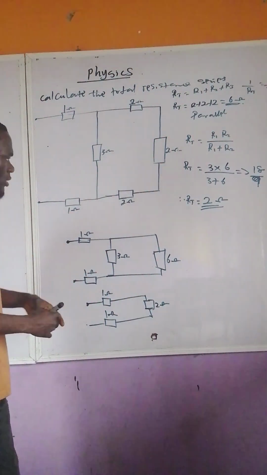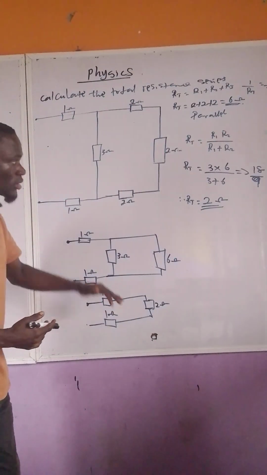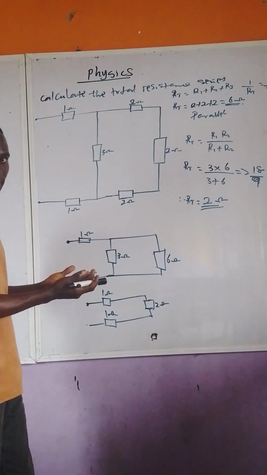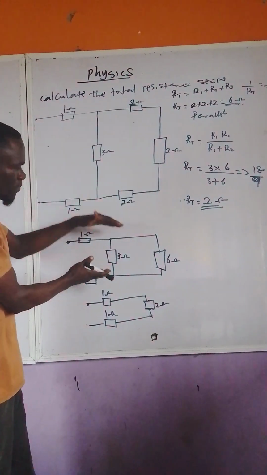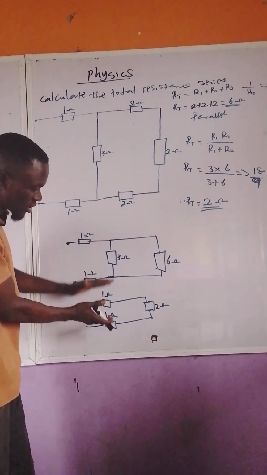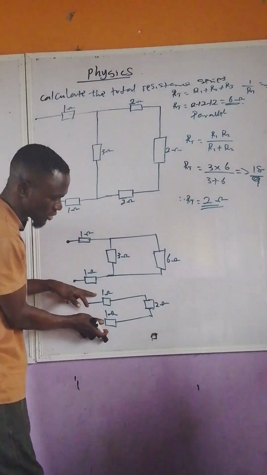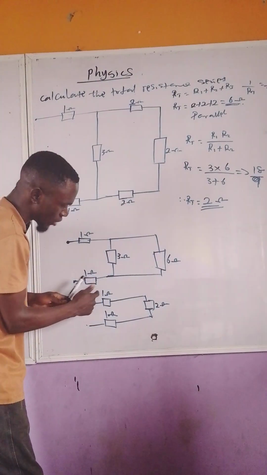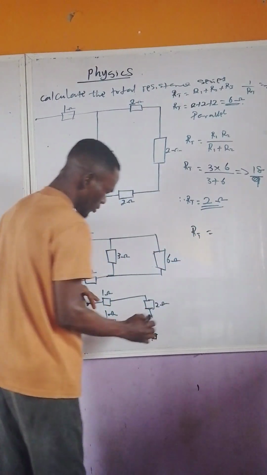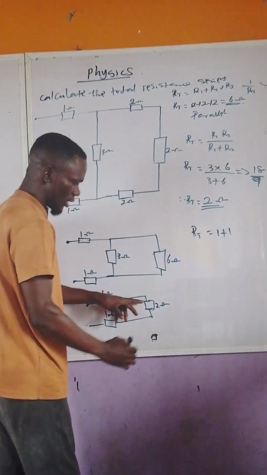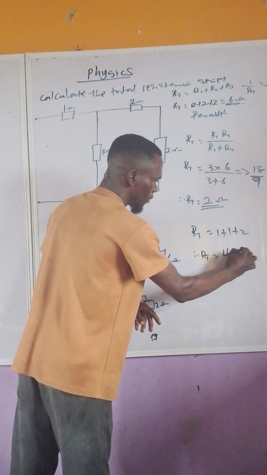From this aspect, we need to break it down to parallel and parallel back to series. This one contains both parallel and series. Then we solve for this part, add this one together, convert it to parallel, and after the parallel, convert it back to series. Now we all know what to do. This is now a series arrangement, so we're going to add it together. The total resistance equals 1 plus 1 plus 2, so I'm going to have the total resistance as 4 ohms.